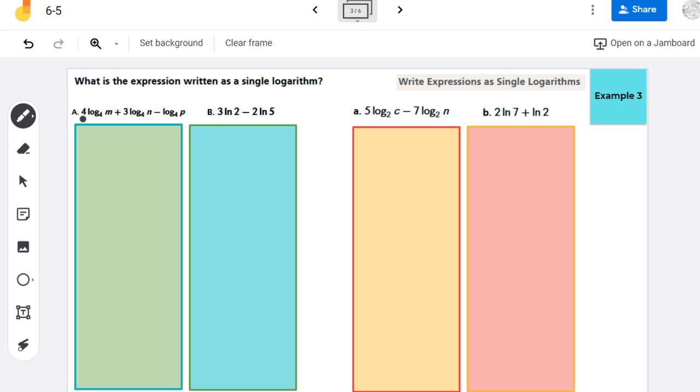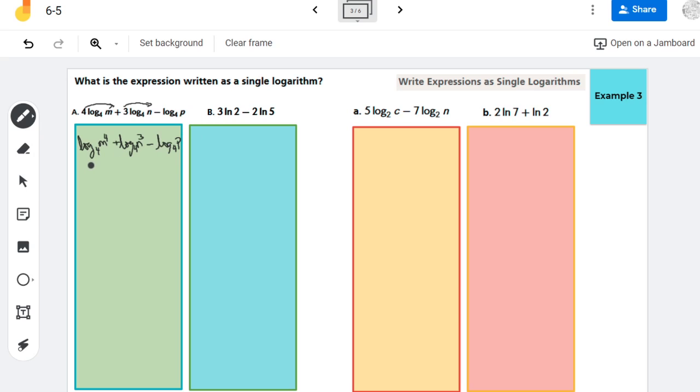So the power property says if you have a number written in front of a logarithm, you could bring it inside of the logarithm as an exponent. Okay, so here where I have the 4 and the 3, I'm going to absorb those into my logarithms. So this turns into log base 4 of m to the 4th plus log base 4 of n to the 3rd minus log base 4 of p.